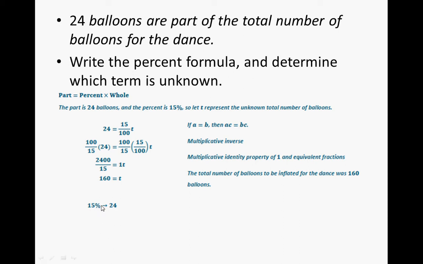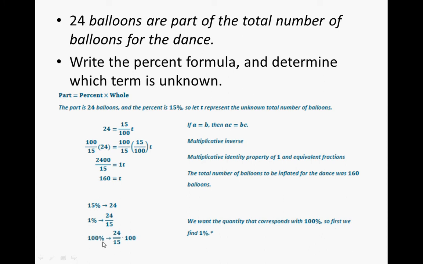So here's another way we can do this. If 15% corresponds with 24 balloons, then 1%, dividing by 15, which if you notice up here we're dividing by 15, is equal to 24 divided by 15. Well, we want that quantity to correspond with 100%, so we find 1%. So now we want to know what is 100%. So what are we going to do? We're going to multiply this by 100.